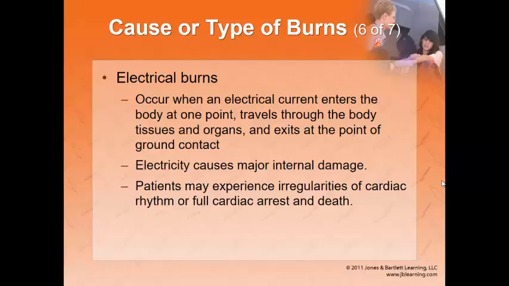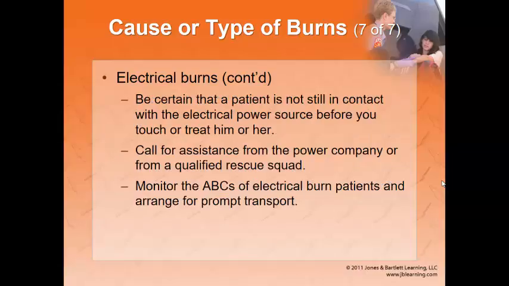Electricity can cause major internal damage. It's kind of like taking frozen hamburger meat and putting it in the microwave, and you can see how it cooks on the outside, but the inside's still frozen. Electricity can do that too. It can cook tissues like the skin and muscles. It can break bones. It can do a lot of different things. It can cause irregularities of cardiac rhythm, and it can result in cardiac arrest and death.